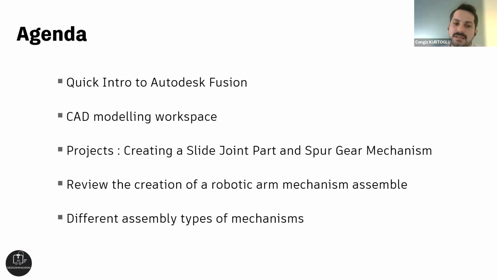And I will share some projects using Fusion, creating a slide joint part and spur gear mechanism. And we will see the creation and modification of a robotic arm mechanism assembly, and also different assembly types of mechanism.